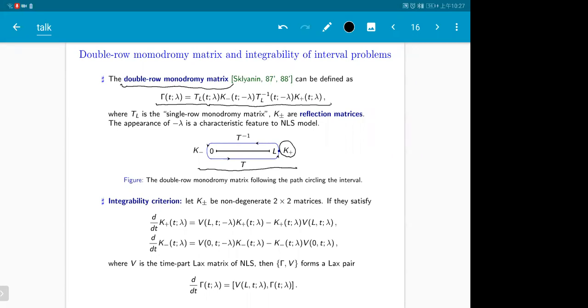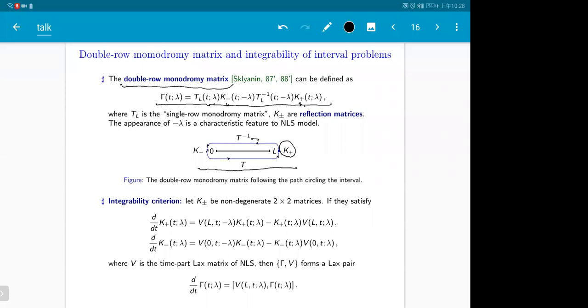And your double row monodromy matrix actually is an integration following the path shown here. So you actually form a loop circling the interval. You start with your boundary matrix, the reflection matrix K plus, and go this way with T minus, and then K minus and T. So this is the double row monodromy matrix, and a key ingredient here is the change of parameter.